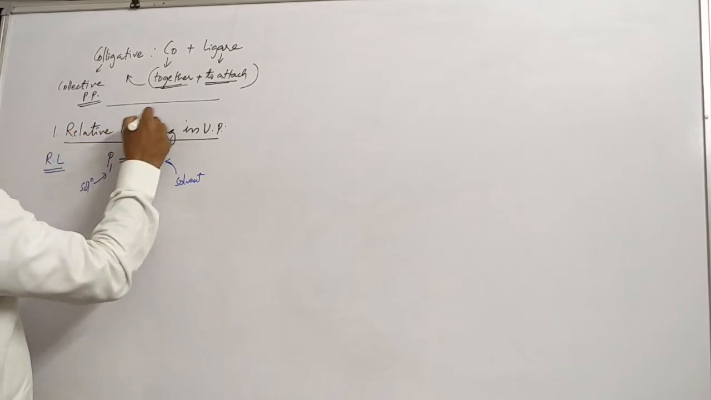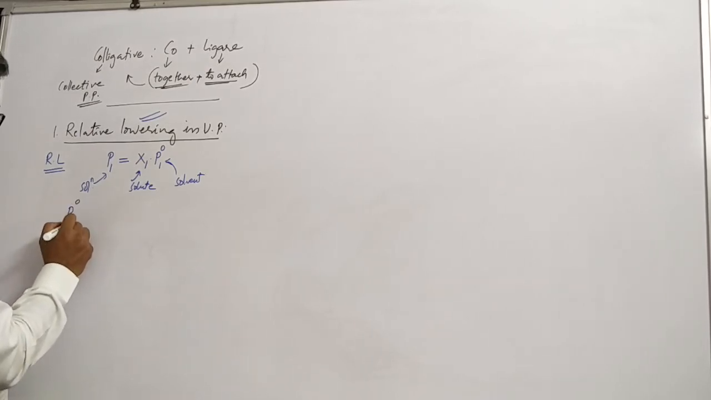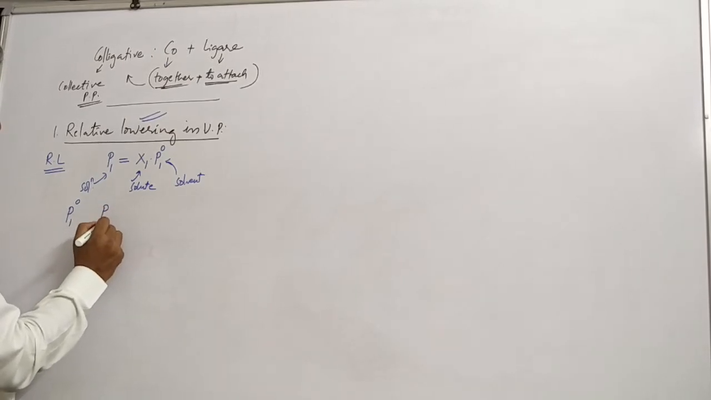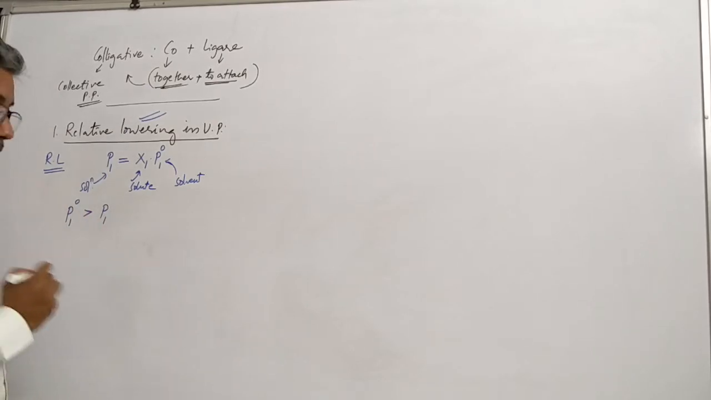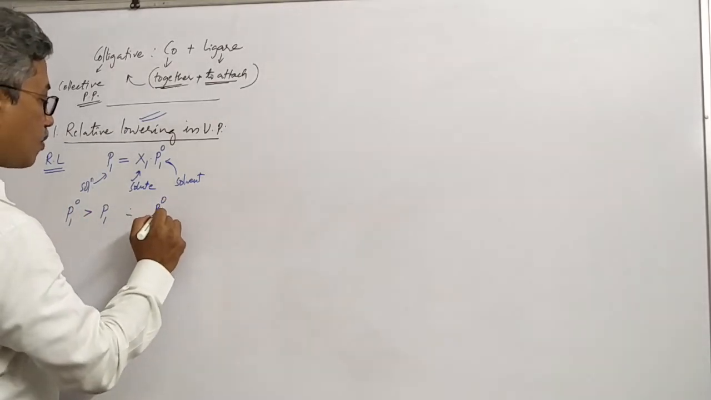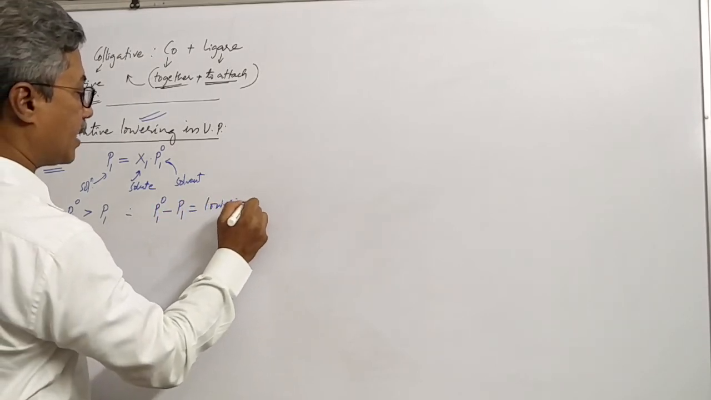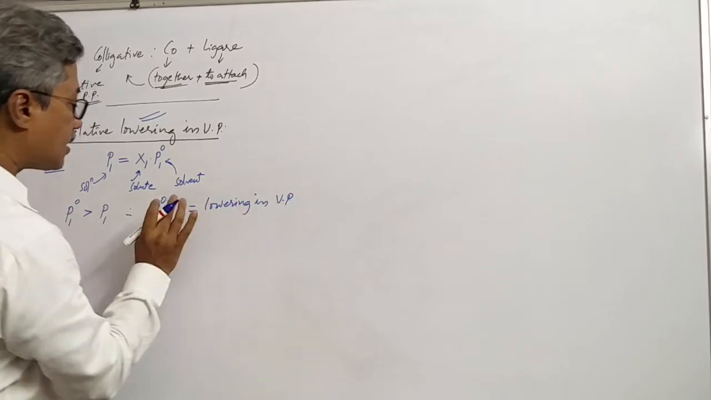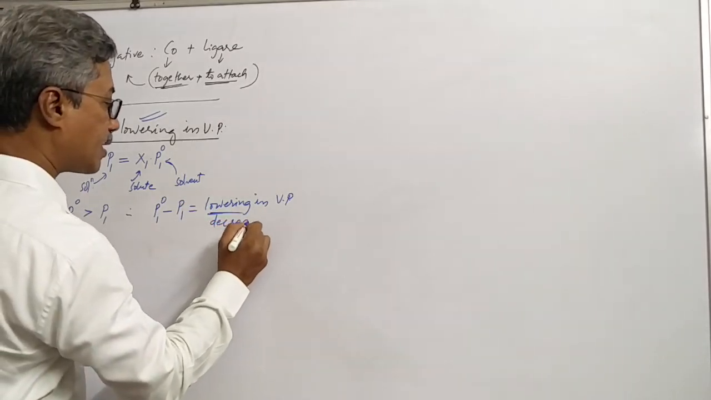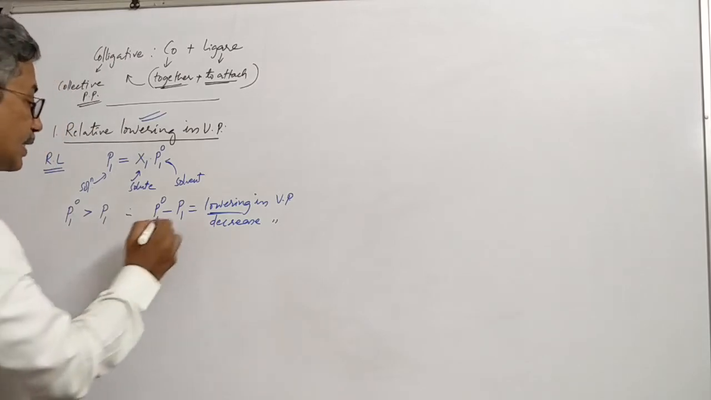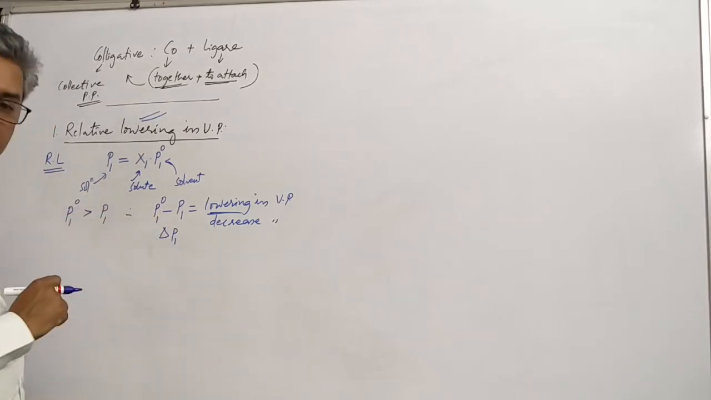As we are dealing with lowering in vapor pressure, it means that vapor pressure of the solvent in the pure state and vapor pressure of the solution, if they are compared, which one is more? This one is more. Therefore, P01 minus P1 is known as lowering in vapor pressure. That means how much is decreased. This is also called decrease in vapor pressure. This can be represented as delta P1.